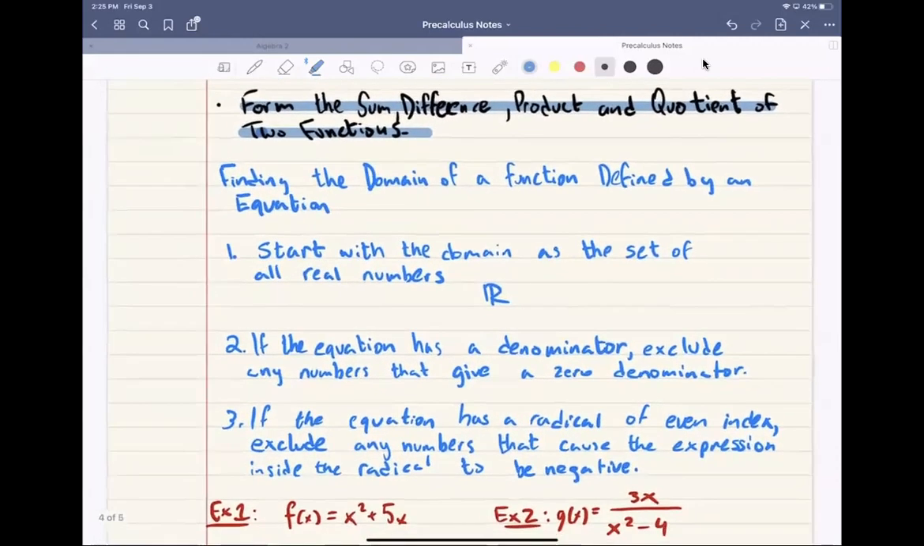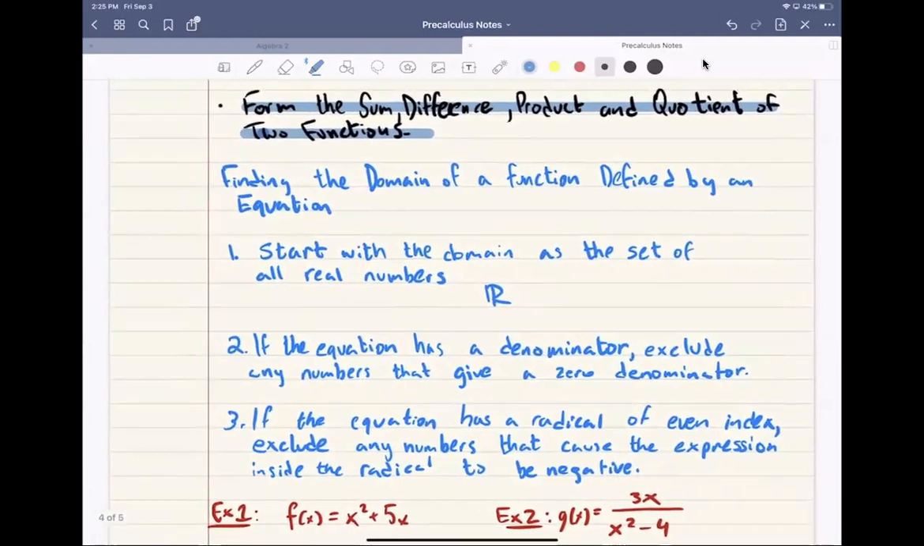So this is a step-by-step process of finding the domain of a function. It's a tried and true method, right? Finding the domain of a function defined by an equation. First things first, you're going to start with the domain as the set of all real numbers, okay? If you ever see the symbol ℝ in math, that means the set of all real numbers. If you want to avoid writing all real numbers, then you usually just write this. ℝ is the set of all real numbers.